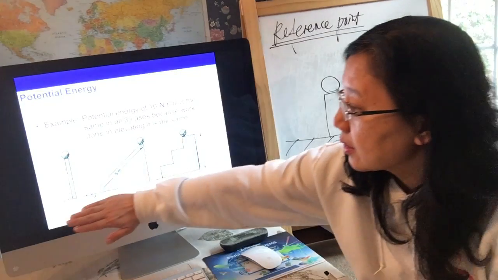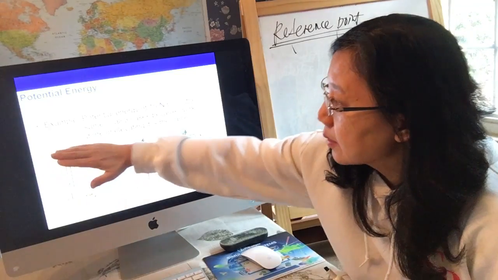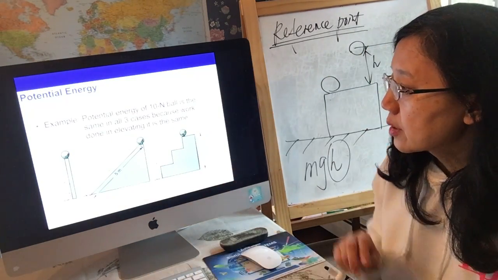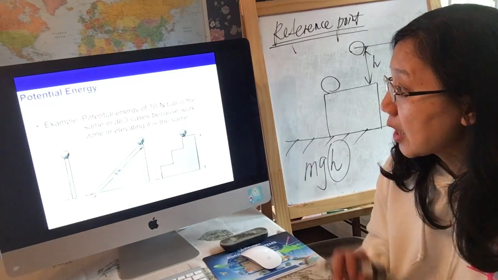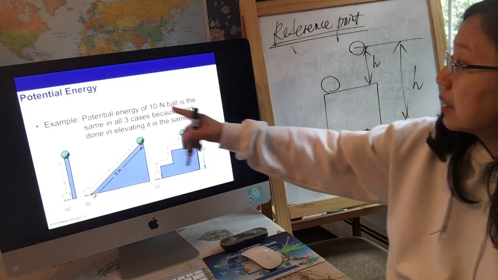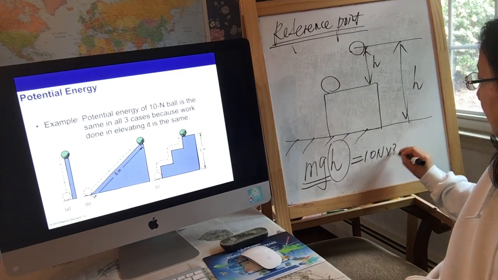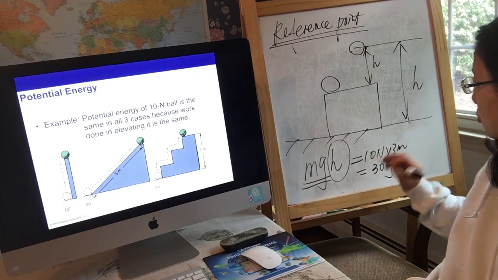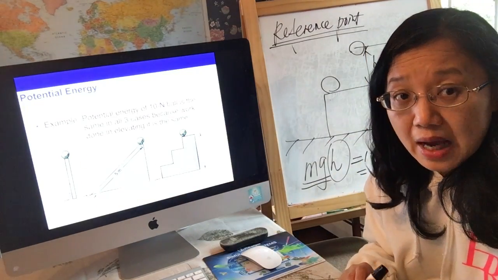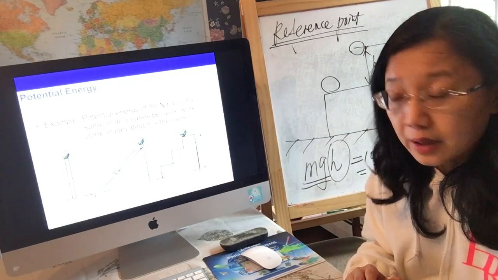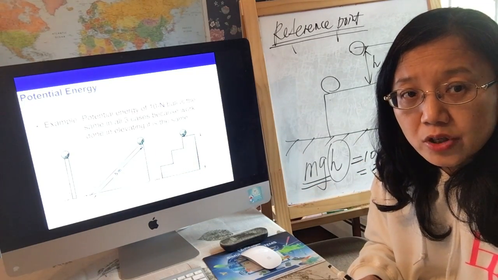So if I lift the object from here to here, and this is my reference point, the ball is 3 meters above the ground. When I calculate the potential energy, mass times gravity gives you the weight, which is 10 newtons, times 3 meters. That's going to give you 30 joules. So these three objects have the exact same potential energy, although they were lifted by different paths. But for potential energy, we don't care about that.